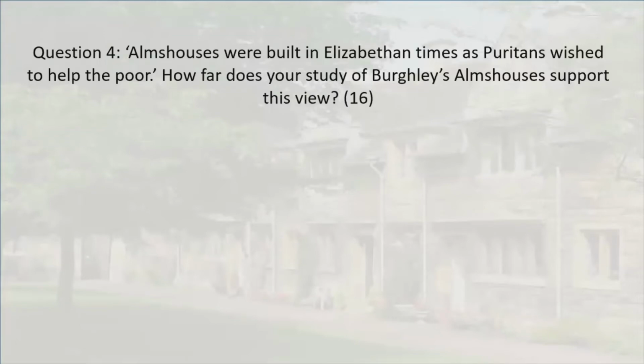Okay, so here's the type of question we're going to look at. Question 4, it's the last paper in the exam, and it's a statement and how far do you agree? So in this question, it's: almshouses were built in Elizabethan times as Puritans wished to help the poor. How far does your study of Burghley's Almshouse support this view? So it's the idea that Burghley built his almshouse because he was a Puritan helping the poor. How far is this correct?